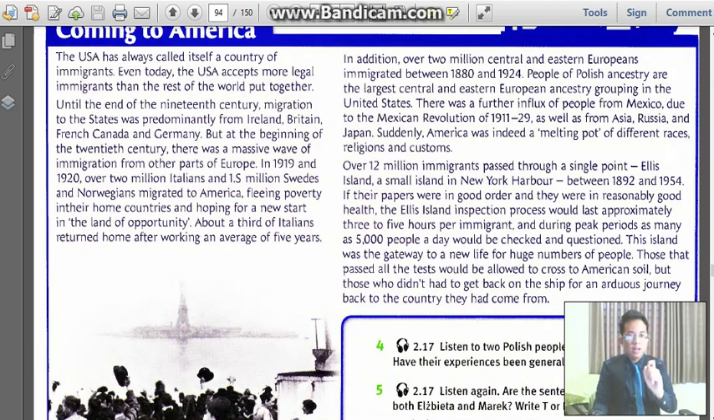More than 12 million, the beginning of the last paragraph. Over 12 million immigrants passed through a single point, Ellis Island, a small island in New York Harbor, between 1892 and 1954. And 5,000: 3 to 5 hours per immigrant, and during peak periods as many as 5,000 people a day would be checked and questioned. So I found all of it.